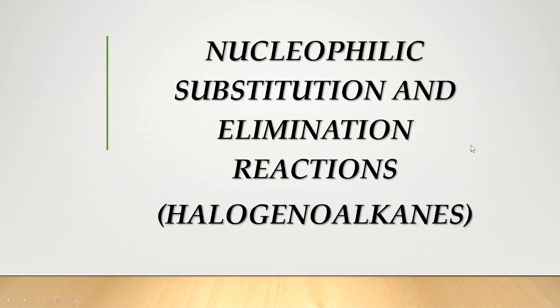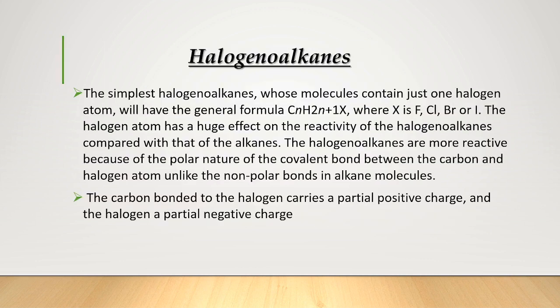Assalamu alaikum students. Today is my new video regarding nucleophilic substitution and elimination reactions in halogenalkanes, also known as the alkyl halides. So let's start. This is the simplest halogenalkane whose molecule contains one halogen atom, which has a general formula CnH2n+1X, where X is fluorine, chlorine, bromine or iodine.